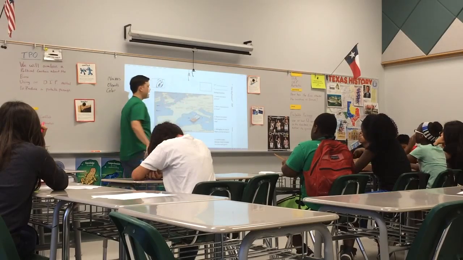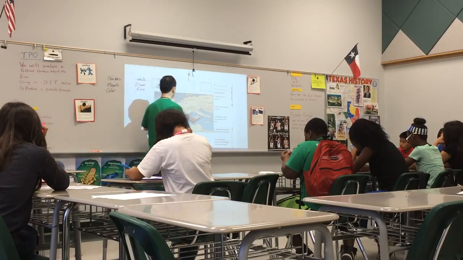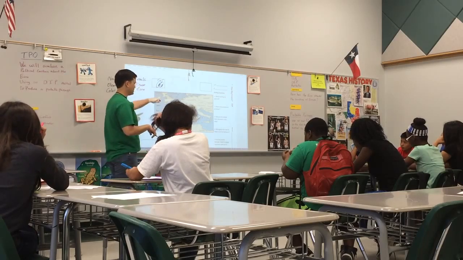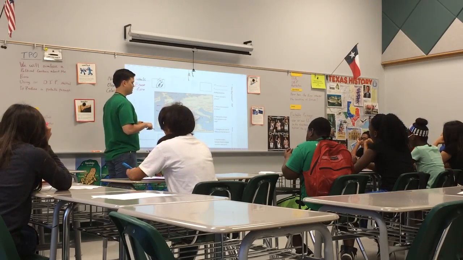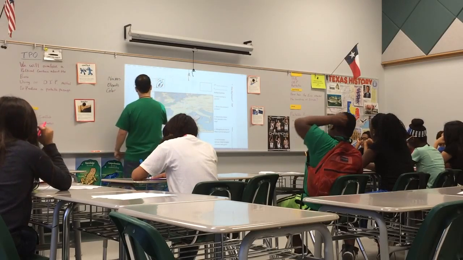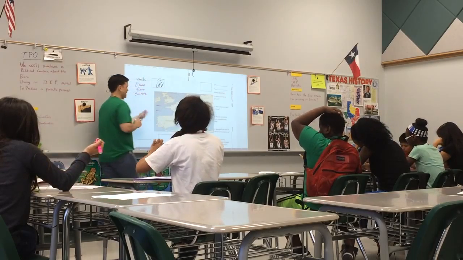Isaac, what's another thing that you see with your eyes? Water. Water, absolutely. Well, he sees this water here, here, here, here. Absolutely. Now, more importantly, Isaac, what's in between that water? Land. What do we call that land that we see right here?